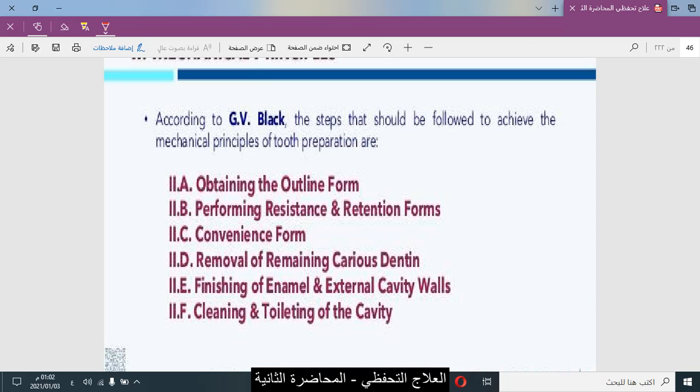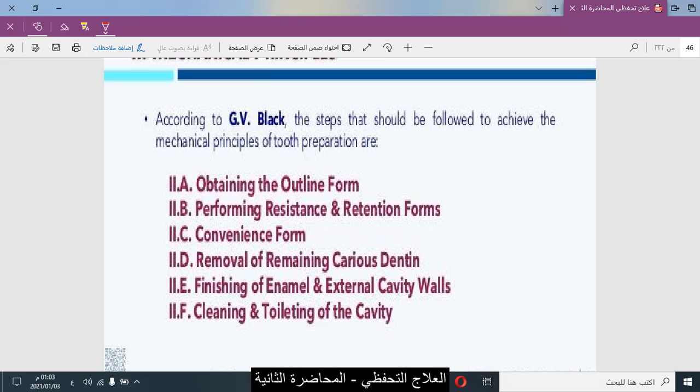So we bring a smaller size round bur, 1 millimeter in diameter, and then we bring a smaller size cylindrical fissure bur to cut through buccolingually, not more than a quarter or half of the triangular ridges. Okay, this is the situation.